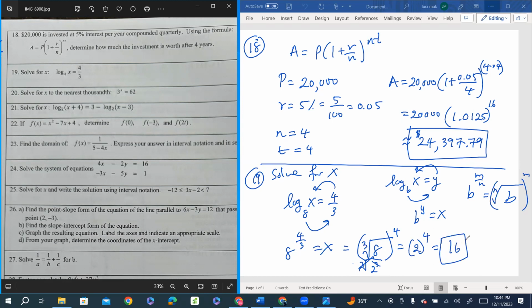You should always check these answers. They didn't ask you to check, but with logarithms, you should always check also. If I do a quick check, log base 8 of 16, is that really 4 over 3?